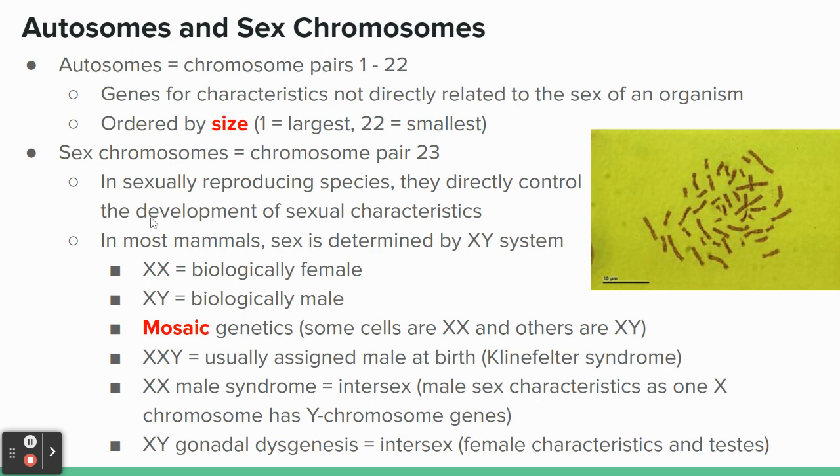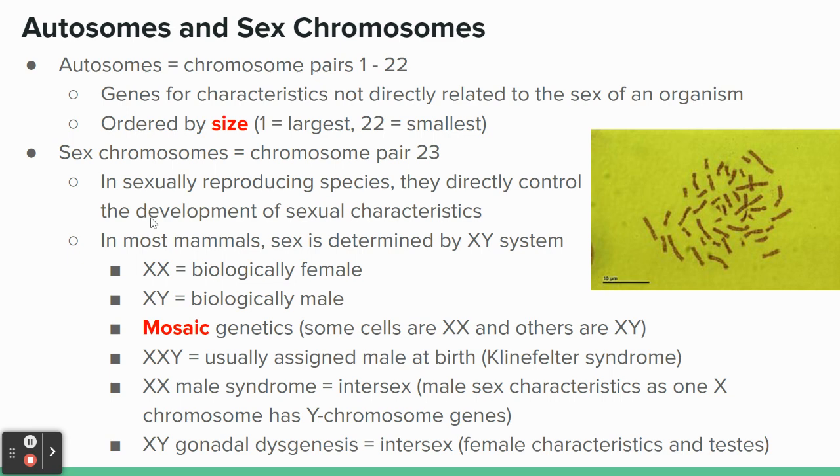XXY is when you have somebody who's usually assigned male at birth. They appear male, they have male genitalia or genitalia that's associated with males. This is called Klinefelter syndrome, but they have an extra X chromosome in their genetics. So they might have some female characteristics or they grow differently than the typical male.